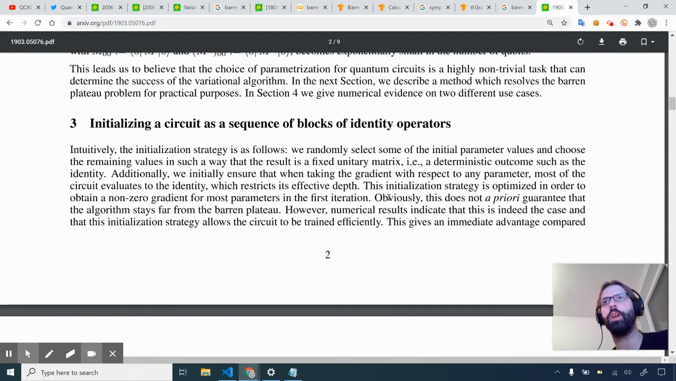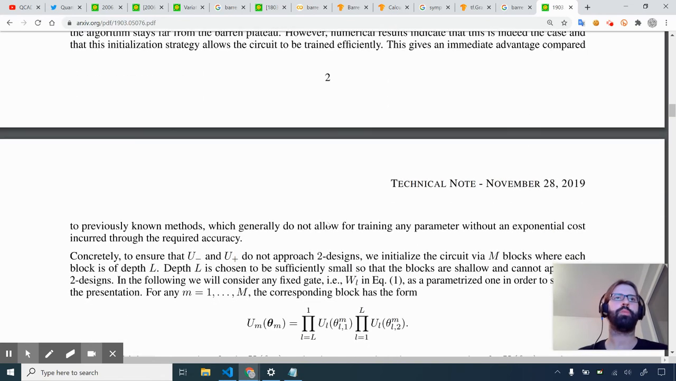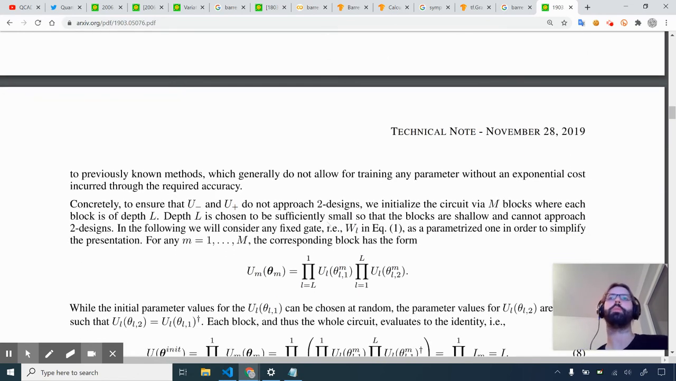Obviously, this does not a priori guarantee that the algorithm stays far from the Barren Plateau. However, numerical results indicate that this is indeed the case. And so the Barren Plateau, I guess, is where at some point the variance, the expectation value, doesn't vary, but it's not your optimal spot, right? Numerical results indicate that this initialization strategy allows the circuit to be trained efficiently. This gives an immediate advantage compared to previously known methods, which generally do not allow for training any parameters without an exponential cost incurred through the required accuracy.